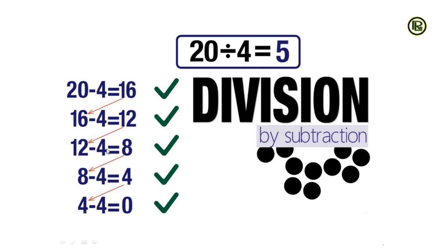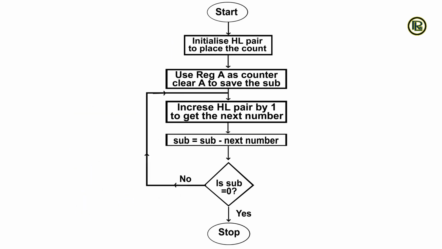Then from 12 if we subtract 4, we will get 8. Then from 8 if we subtract 4, we will get 4. Then 4 minus 4 is equal to 0. So in 4 steps we are able to finally reach 0. So here is a flowchart.